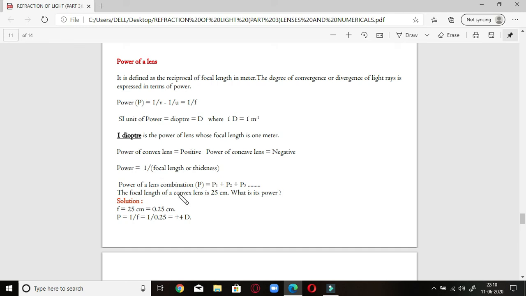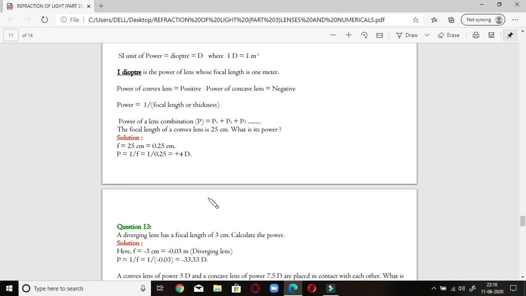Next one is the power of a lens combination. Suppose you are using various lenses, 3 or 4 lenses. Instead of using 3 or 4 lenses, if you want to use one lens only, you can use this formula to find out its power, that is P1 plus P2 plus P3. Next is a numerical based on it. Let us see how to find it.